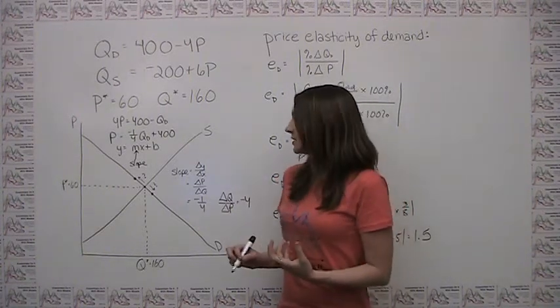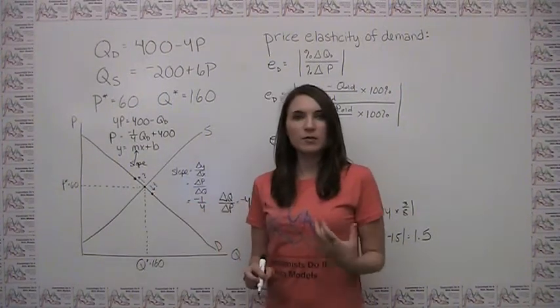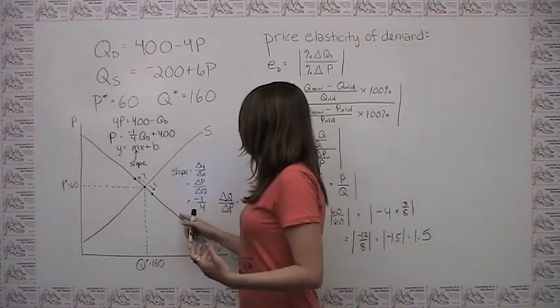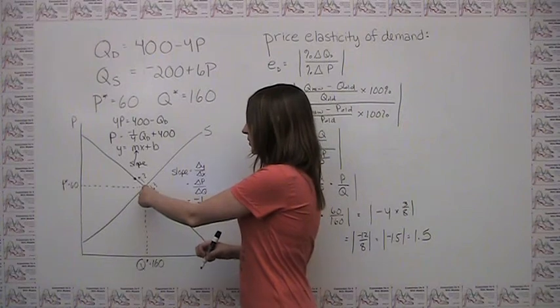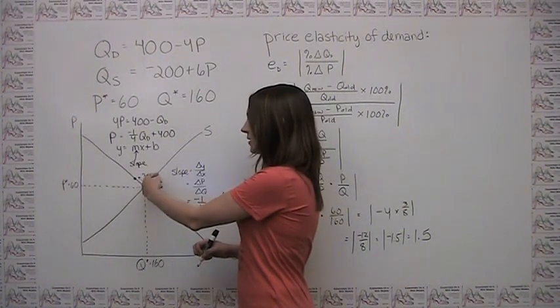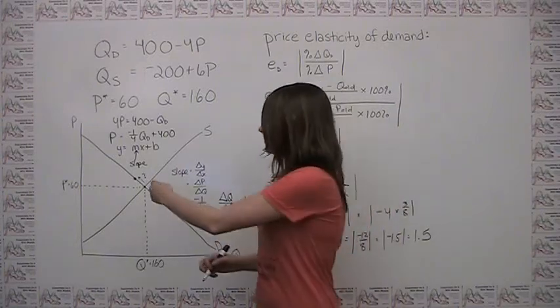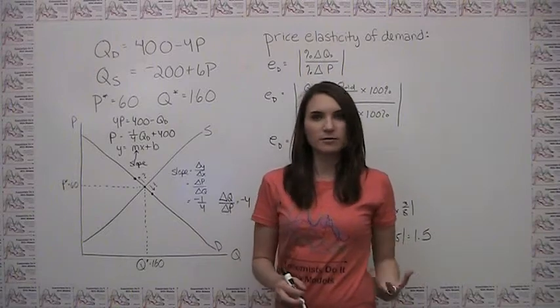The first most obvious thing is that the two points that you're comparing have to both be on the same demand curve. So we're just going along the demand curve. You don't want to do something silly like take the equilibrium point here and then accidentally take a point on the supply curve or something like that. Elasticity of demand just measures changes along the same demand curve.